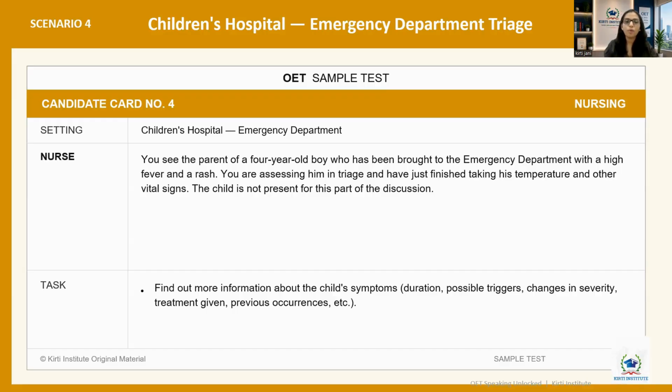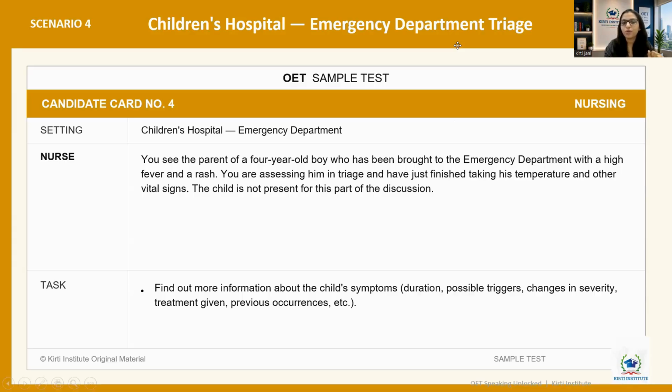Okay. And how to open an interview? Thank you for allowing me to assess your son. Okay. No greetings, no hi hellos, no introductions. Jump into the conversation directly. Okay, so these are four ways to begin the role play, and we have seen four different scenarios.